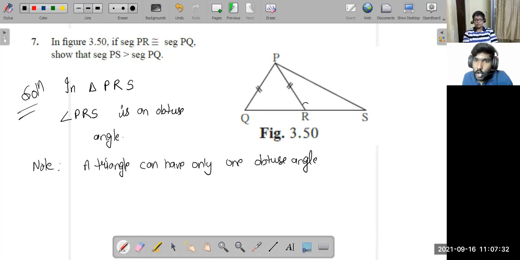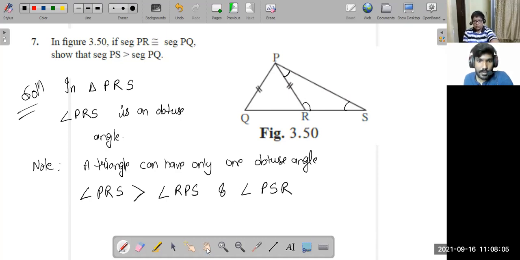That means if this is obtuse, angle P and angle S will be acute. That means they will be less than angle R. I'll write it. That means angle PRS will be greater than angle RPS and angle PSR. Is this clear? Yes, sir. Okay.